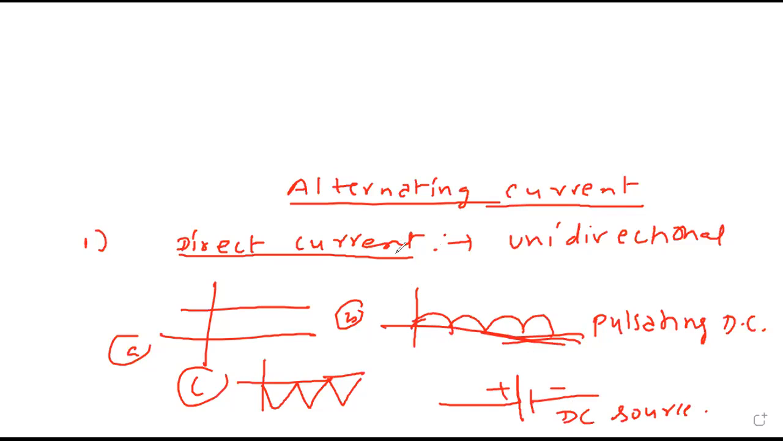So just write this and draw the diagram to understand what DC is. DC means the direction is not changing. Magnitude can change. So don't be under the myth that magnitude is not changing.